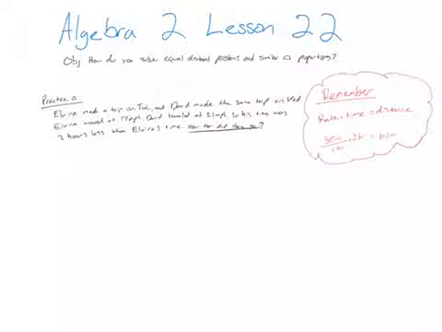This is lesson 22. Our objective is, how do you solve equidistant problems and similar triangles with proportions? So we're going to start off with these equidistant problems.